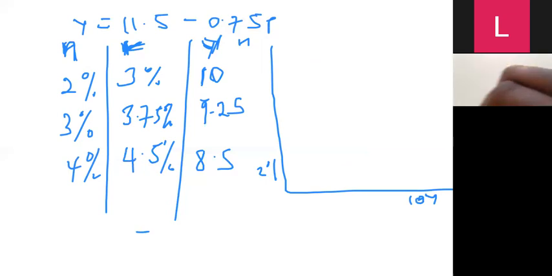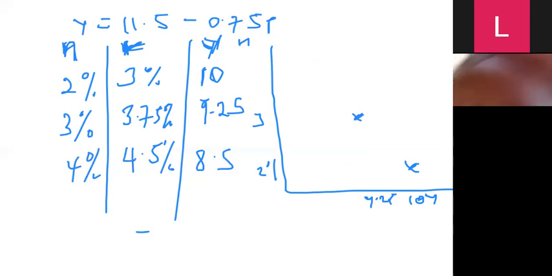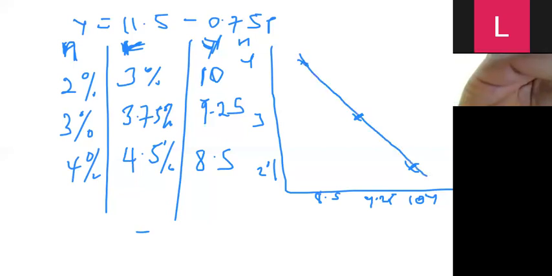Now when inflation rose to 3%, output fell to 9.25. The 3 and 9.25 will be somewhere here. And when inflation rose further to 4%, output also fell again to 8.5. That is also going to be somewhere here, right? So when I draw my line to pass through these points, that becomes my aggregate demand curve. It is the aggregate demand curve because it is looking at the relationship between inflation and output. Okay?